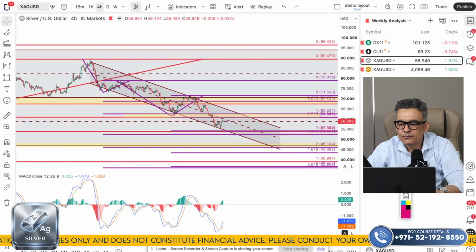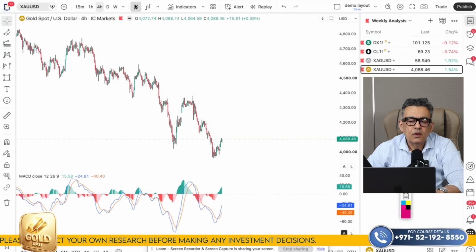Now, in case we see a closure above this area, which is 70, then the bearish plan should be invalidated. Let's move to gold now.